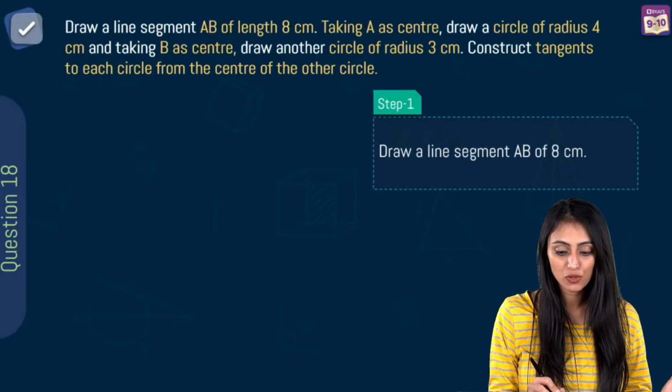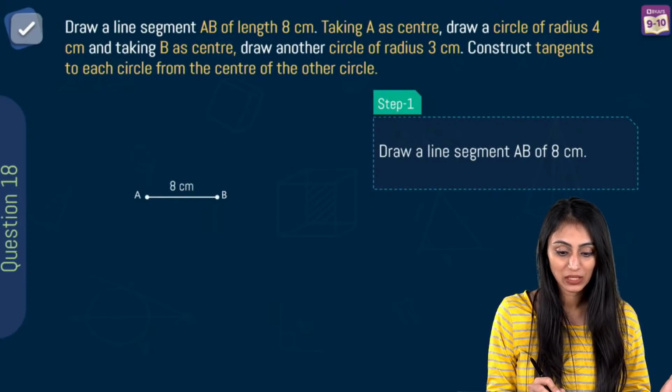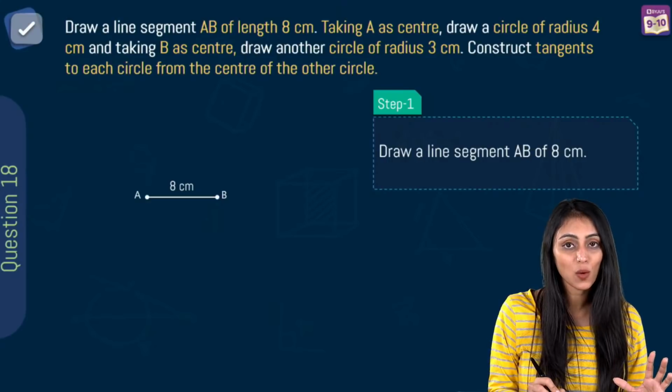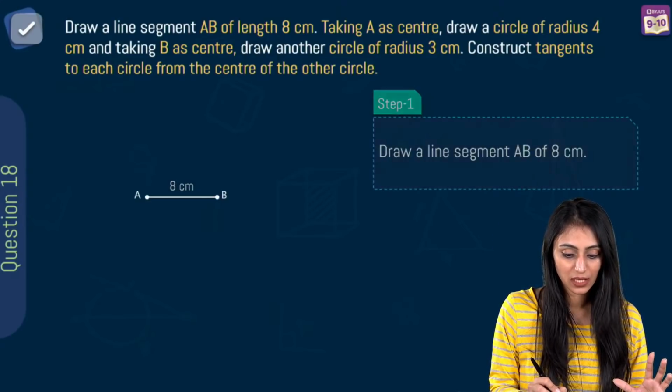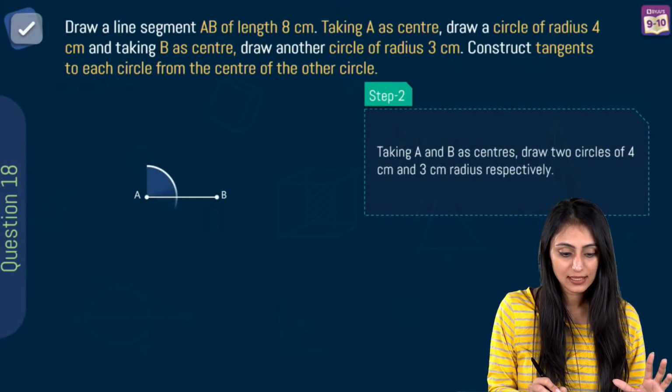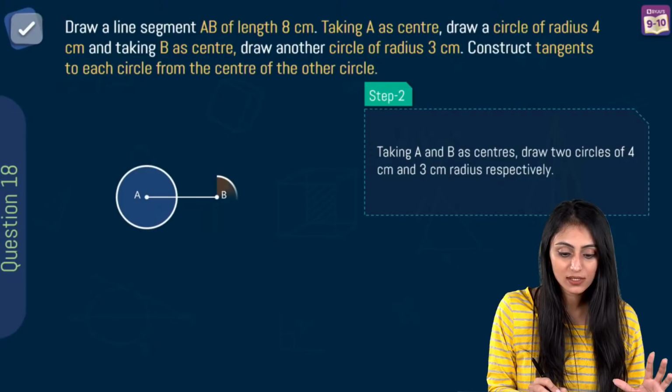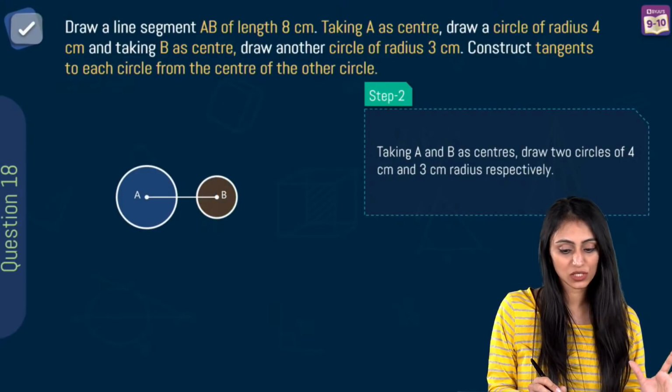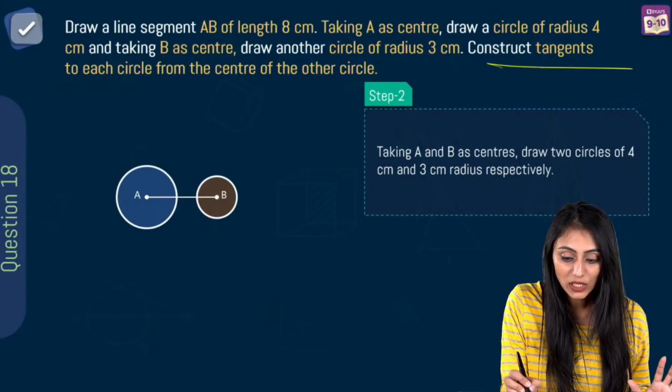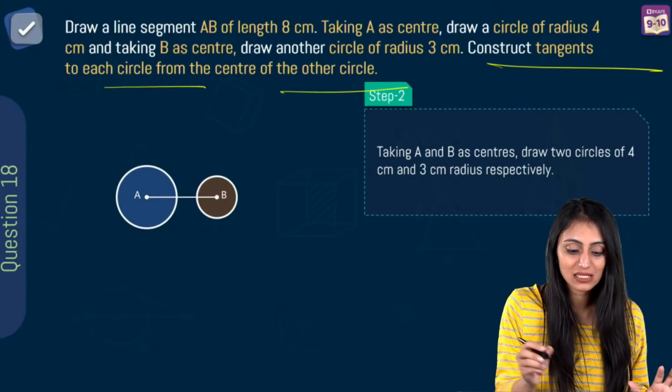First, it says we have to draw a line segment AB of 10 centimeter. Taking A as center, we have to draw a circle of radius 4 centimeter. This is what we will do. And B as center, we draw another circle of radius 3 centimeter. So till here, the construction is given. Now we need to construct tangents to each circle from the center of the other circle.